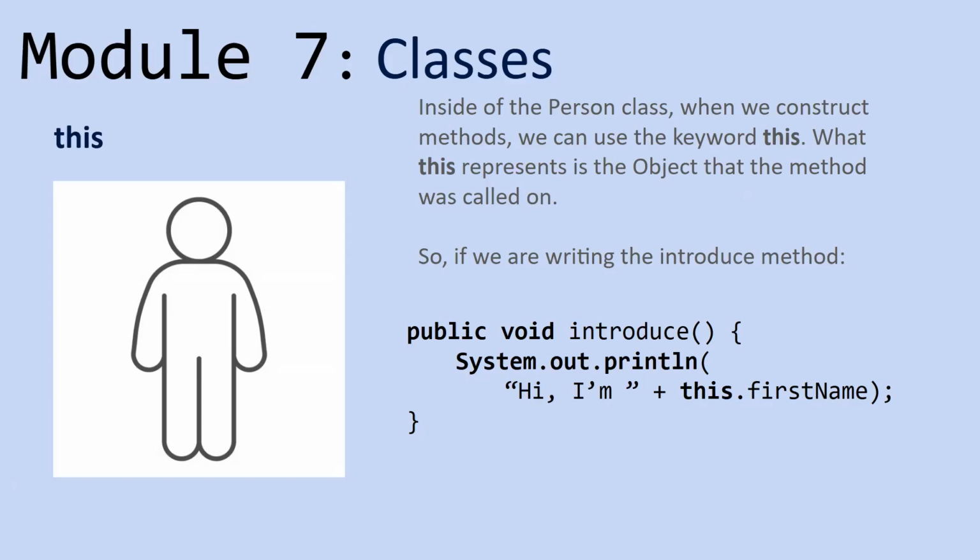Here's a good example. So public void introduce doesn't need any parameters or anything. So it's going to print "hi I'm" and then we have this dot first name. So this just references the object that the introduce method was called on, and then the dot says we're getting a property, and first name is the name of the property slash instance variable. So all that this dot first name means is we're getting the first name from the person that the introduce method was called on, and of course printing is just going to print all that good stuff.